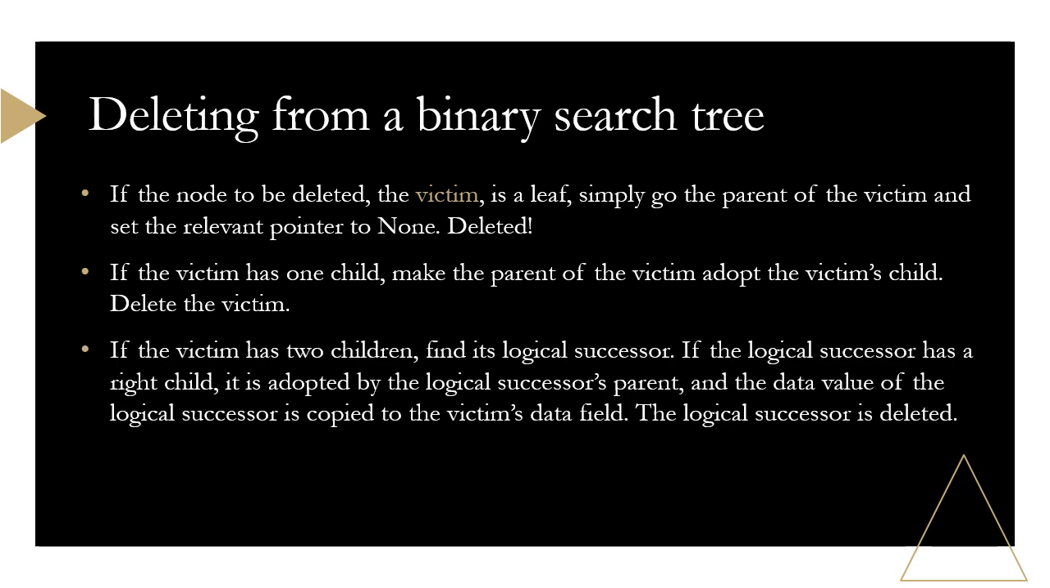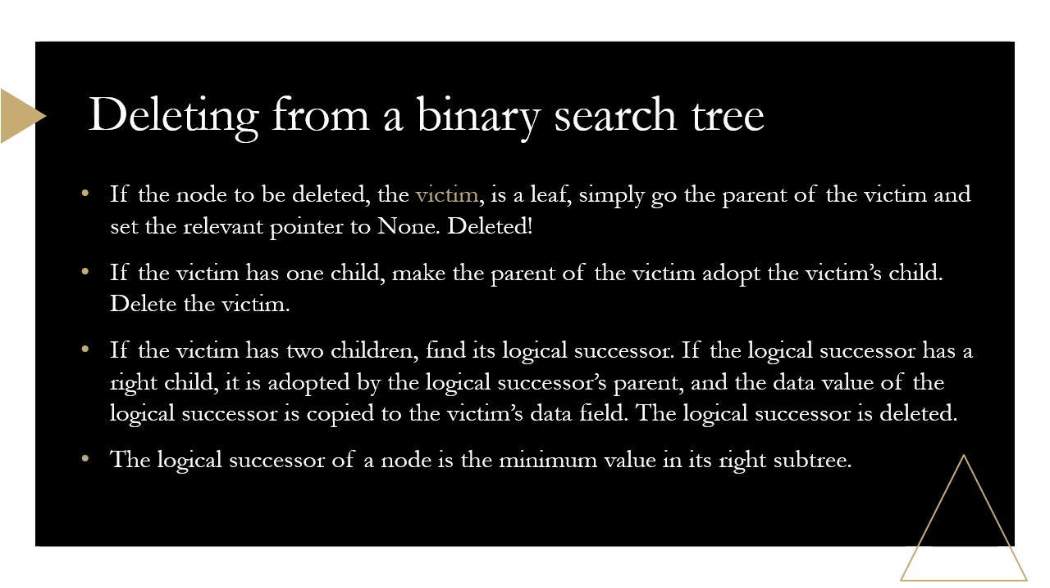If the victim has two children, find its logical successor. If the logical successor has a right child, it is adopted by the logical successor's parent, and the data value of the logical successor is copied to the victim's data field. The logical successor is deleted. The logical successor of a node is the minimum value in its right subtree.